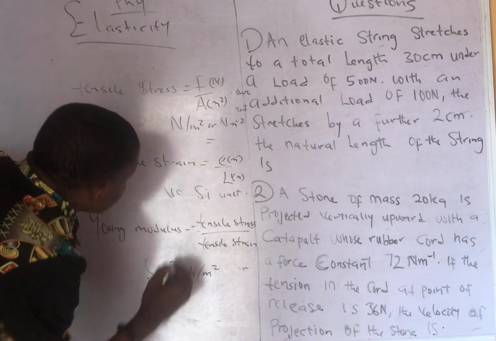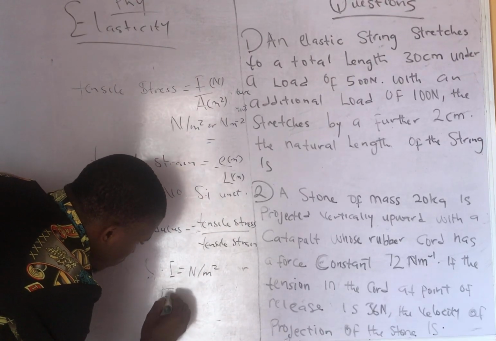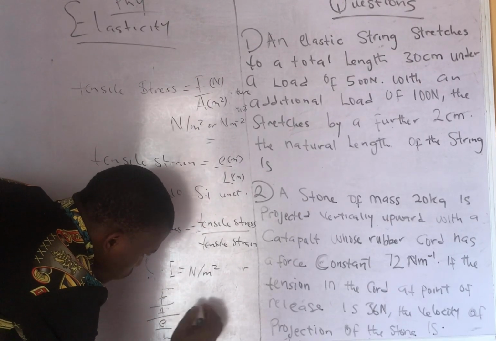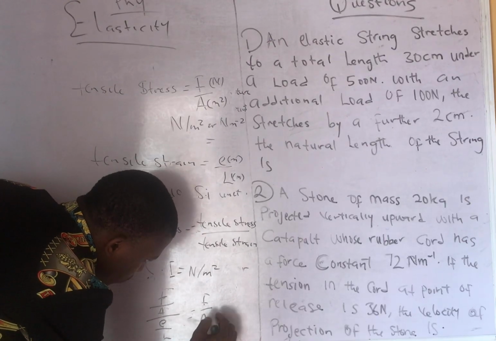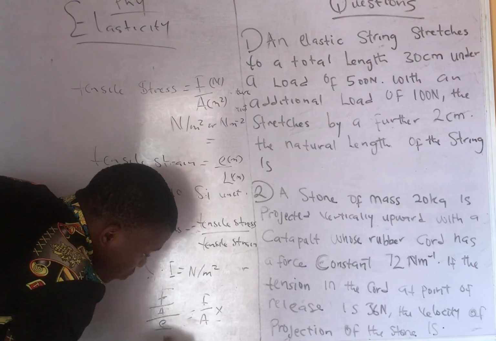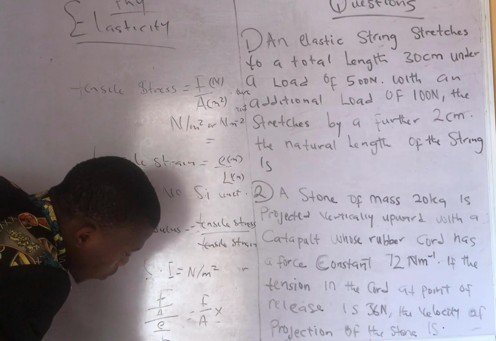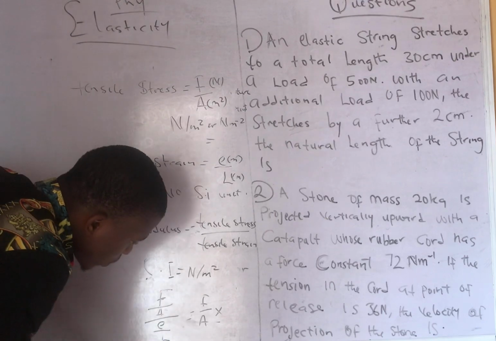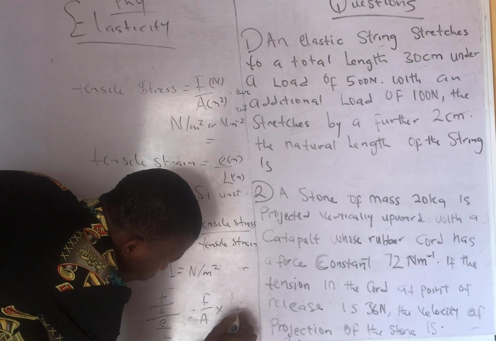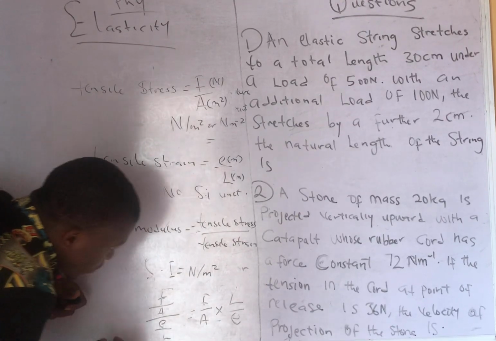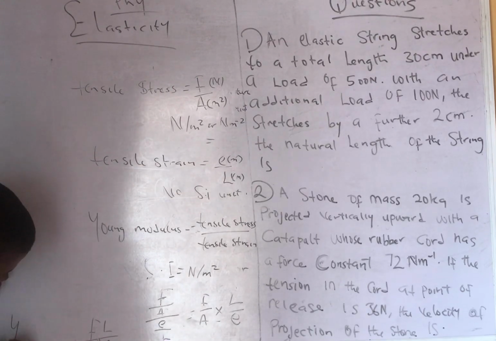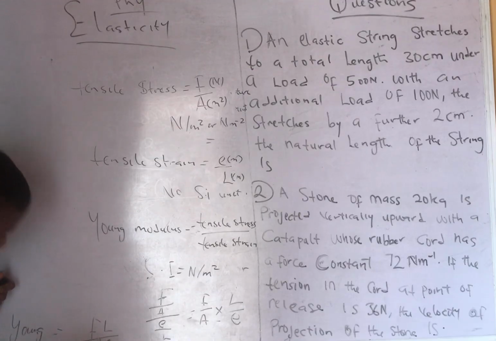Now the tensile stress is F over A, over the extension e over the length L. So solving further, we have a fraction divided by a fraction. For it to cancel the division sign, you bring the denominator up and the numerator down. Then we have F L over A e, which is also known as the Young modulus formula. You can see it in your OBJ.